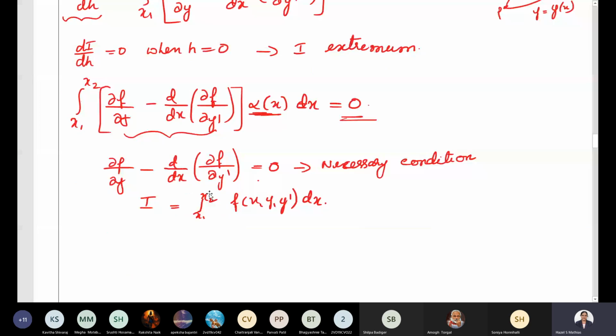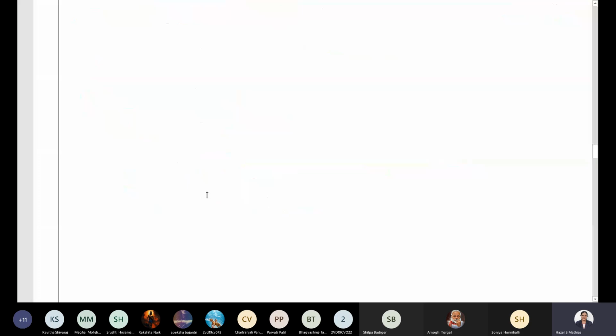So let's discuss this question. Find the extremal of the functional integral x1 to x2 of (y dash plus x square into y dash square) dx. So this is a functional. Now we need to find the extremal, or you can say that at what value of this functional attains its extremum. That is what we need to find.